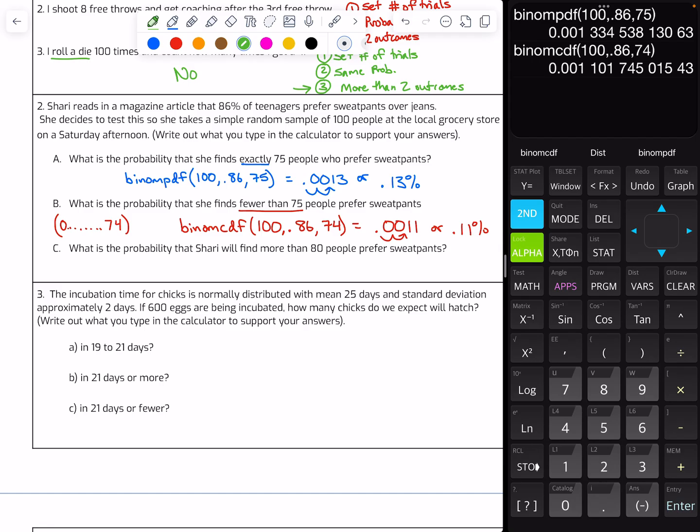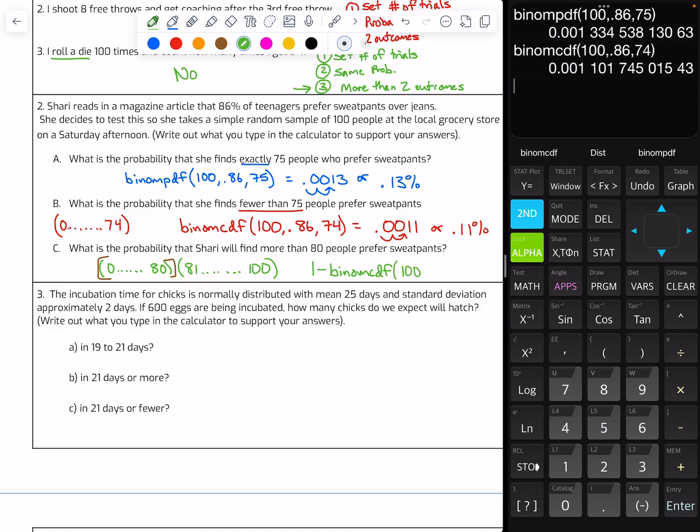prefer sweatpants? So more than 80 means you don't want the 0 probability up to the 80. You really only want the numbers that are after that. So like 81 and up. So what we have to ask our calculator to do is subtract out the probabilities of those lower numbers and only leave us with the rest, the 81 to the 100. So we need to say 1 minus binom CDF.